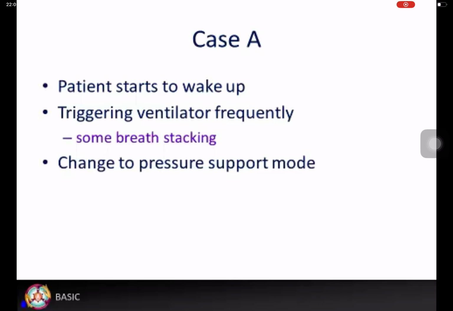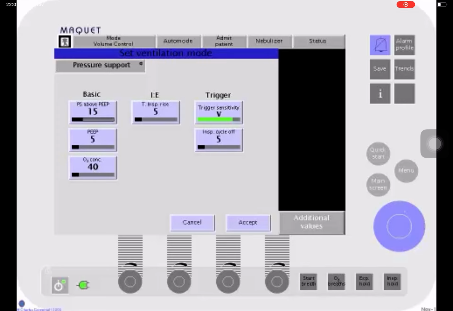The patient starts to wake up and make spontaneous breathing efforts, which are dysynchronous with the ventilator. So we decide to change to pressure support. We need to set the level of pressure support, PEEP, FiO2, and trigger sensitivity.